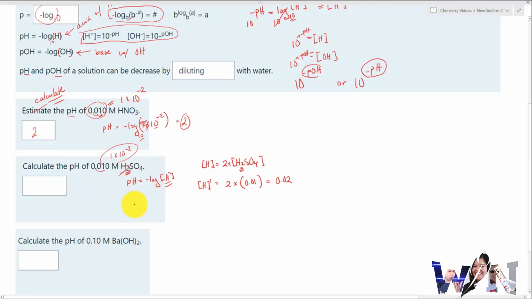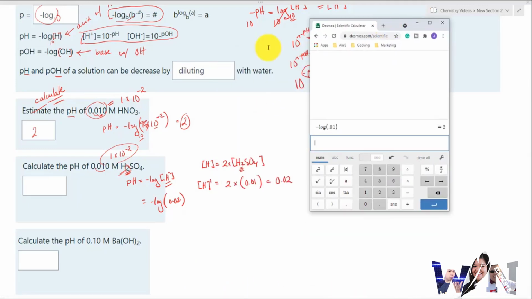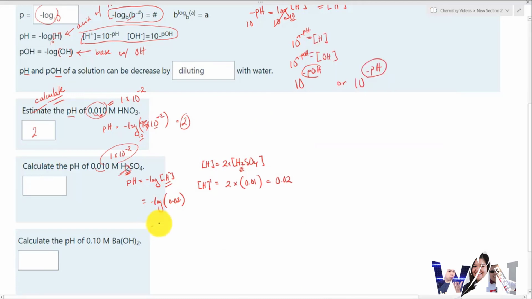Now we just plug it in. So negative log of 0.02. For now, I'm not going to do the estimation. It's too hard. But if you estimate it, it will be about what? 1.1 to 2, okay? So let's check it out with a decimal calculator. Because if I look at this right here, let's do an estimation behind it.